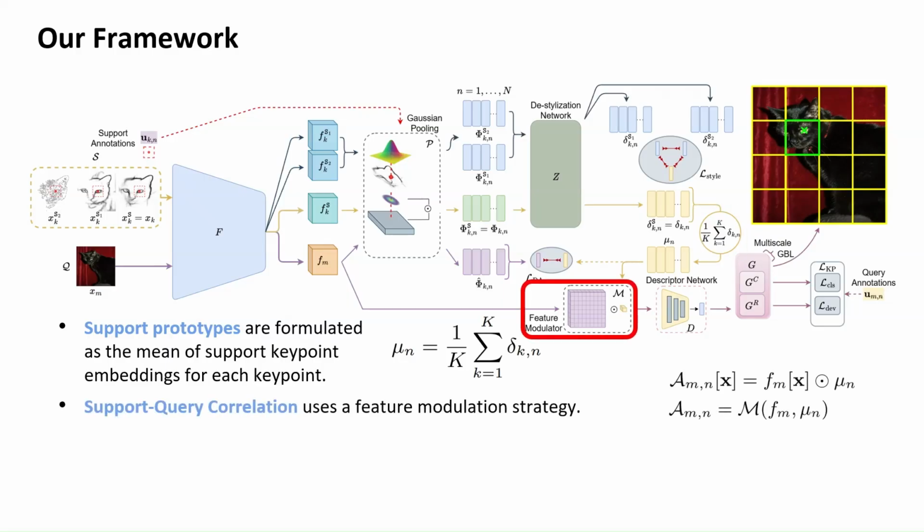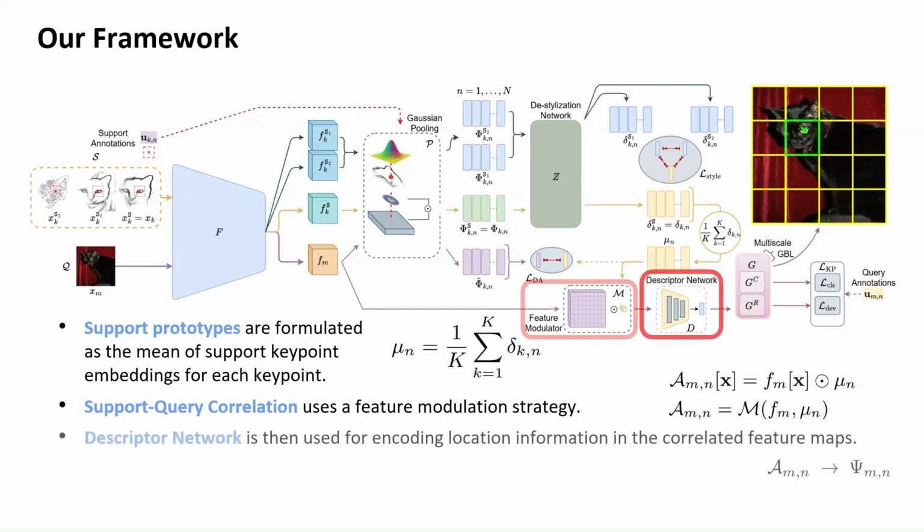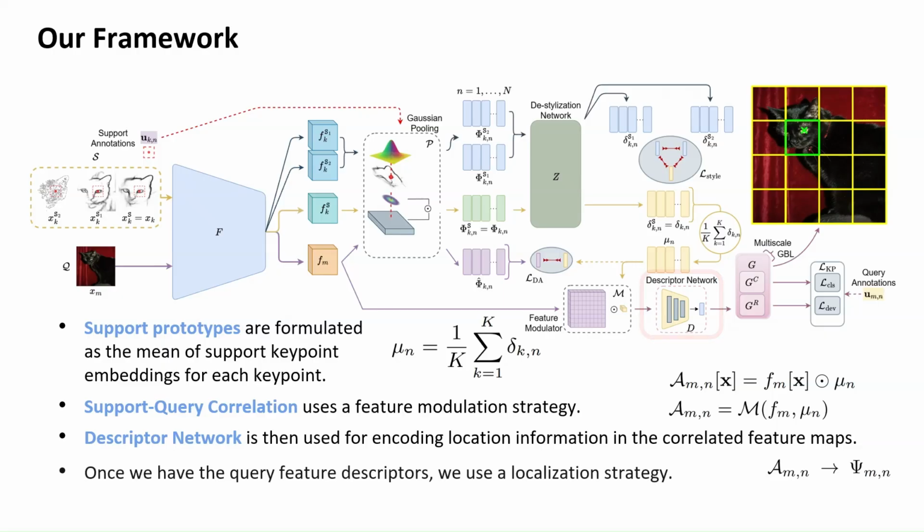Next, we formulate the support keypoint prototypes by averaging the corresponding keypoint embeddings across all the support sketches. Once we obtain the support prototypes, they are correlated to the query feature maps using a feature modulator. The feature modulator element-wise multiplies each keypoint prototype with the query maps. Then a descriptor network is used to encode the location information of the correlated feature maps to query descriptors for each of the keypoint prototypes. The only remaining piece of the puzzle is now the localization strategy.